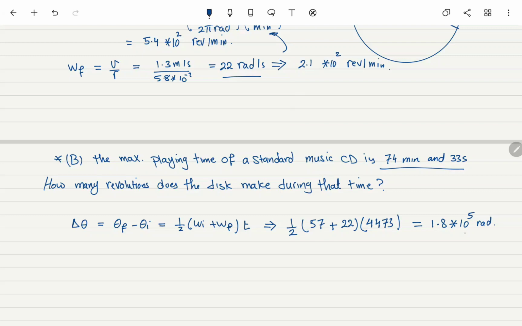Now to convert this into revolutions, delta theta in this case is equal to 1.8 times 10 to the power 5 multiplied by 1 revolution over 2 pi radians, which equals 2.8 times 10 to the power 4 revolutions.